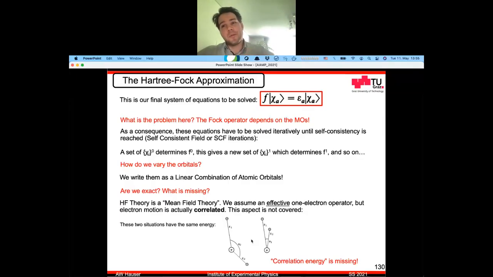So in the real molecule, the motion of the electrons is correlated dynamically, they are interacting. So if some electron is more often at some place, then the other one is less. And this time aspect is averaged out here and is therefore missing, okay? So this is what we call the correlation energy.